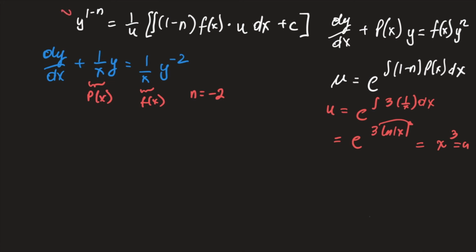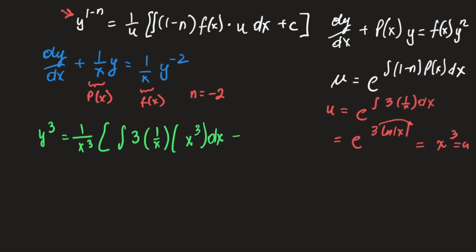So now I'm going to go back into my equation here and plug in everything I know. y to the 1 minus n power, again, is 1 minus negative 2, which is 3, is equal to 1 over u, which is 1 over x cubed, times the integral of 1 minus n, which again is 3 in this example, times f of x, which is 1 over x, times u, which is x cubed, dx plus c.